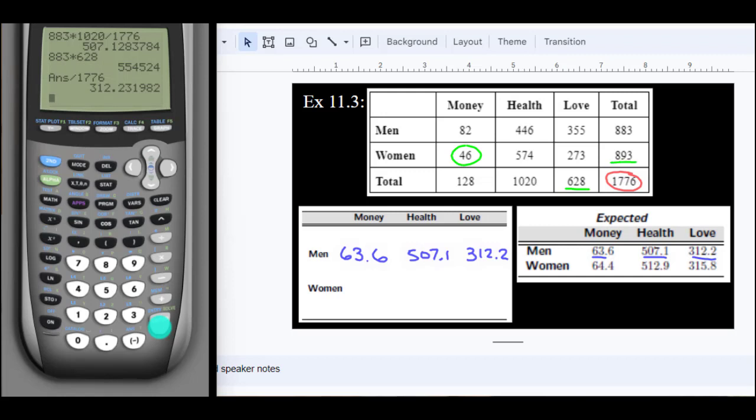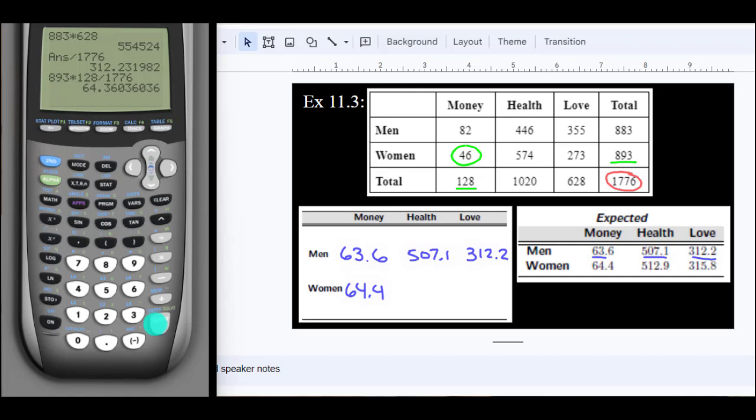We're going to take the 893 times the 128, and so 893 times 128 divided by the 1776. And we get 64.4 if we round that off.